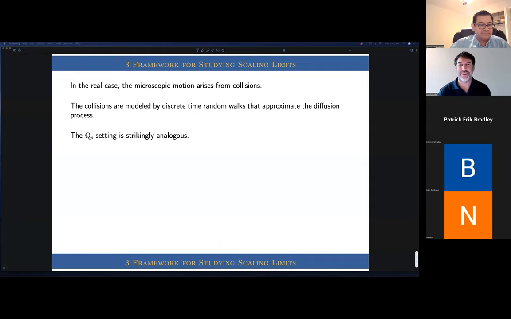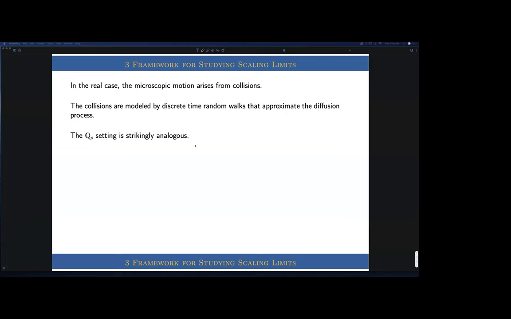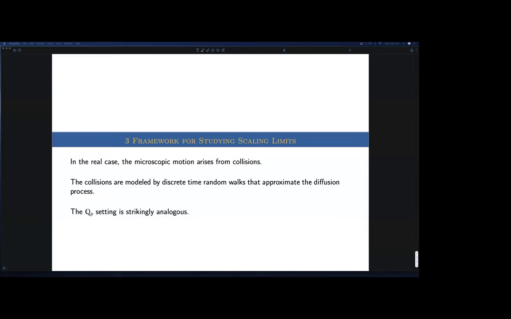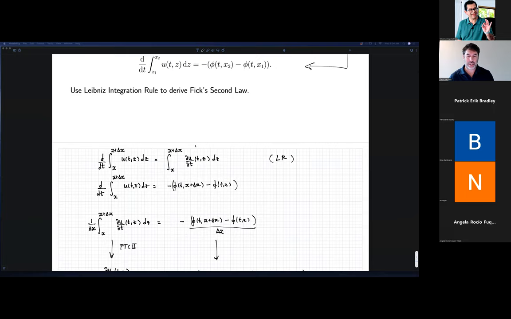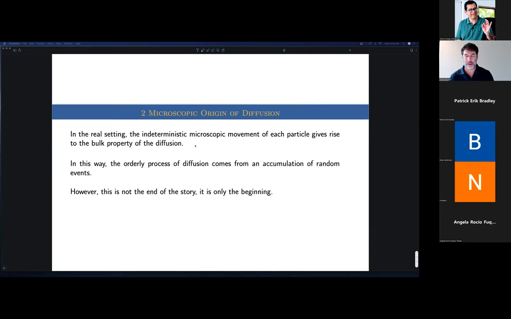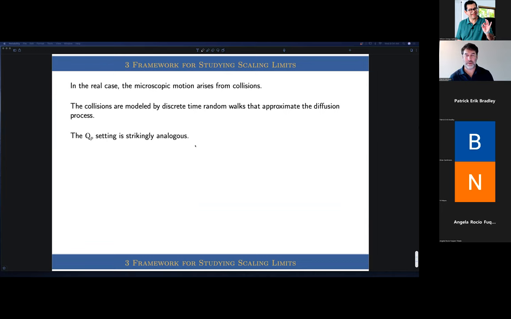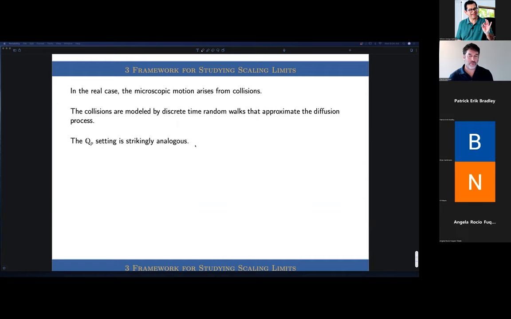So this time I'll quickly remind us of what we did, and then go on to the new material. Remember, before we were discussing discrete approximations of real and p-adic diffusion, real and p-adic Brownian motion, and how one comes up with diffusion in the first place. We discussed a diffusion that was driven by a Vladimirov operator. Now we'll talk about its finite approximation.